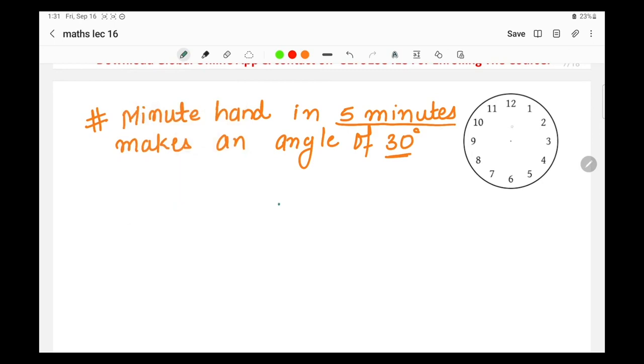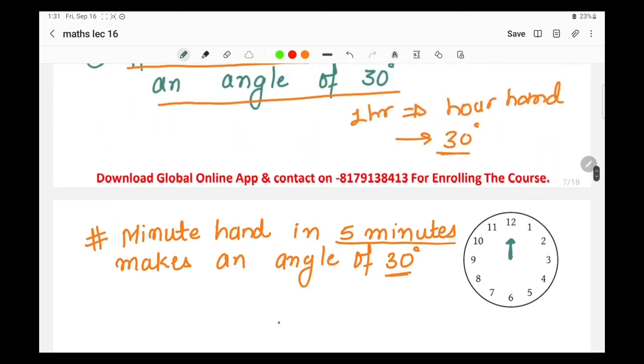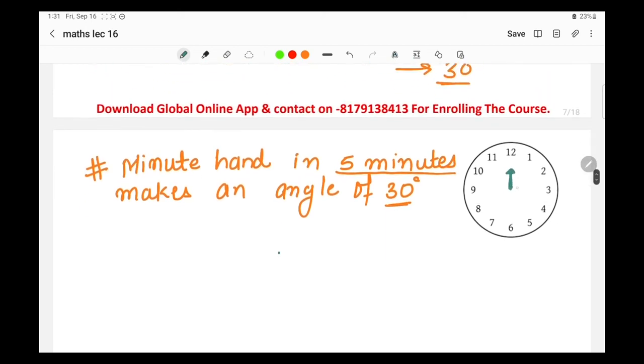For example, this is the hour hand. The time right now is 12 o'clock. The time is completely 12 o'clock and the minute hand is on the 2. It is showing that the time right now is 12:10. Okay, 12:10 is the time right now.